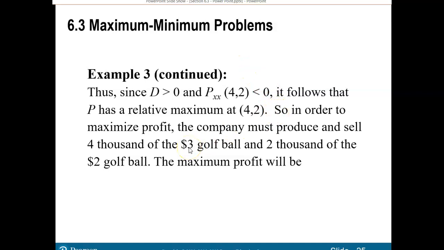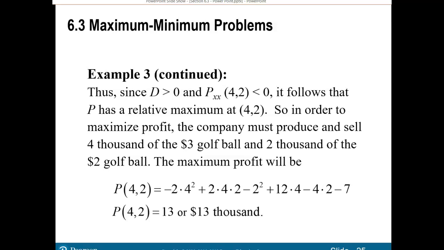So in order to maximize the profit, the company must produce and sell 4,000 of the $3 golf balls and 2,000 of the $2, right? The x and the y. And when they do that, the maximum profit will be P of (4, 2) plugged into the profit function, which is 13, or $13,000.